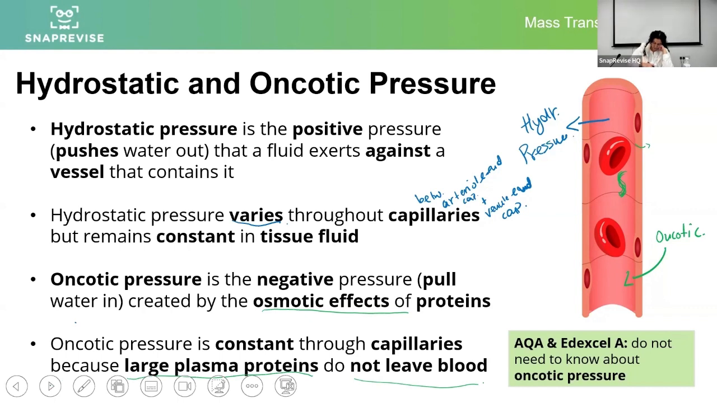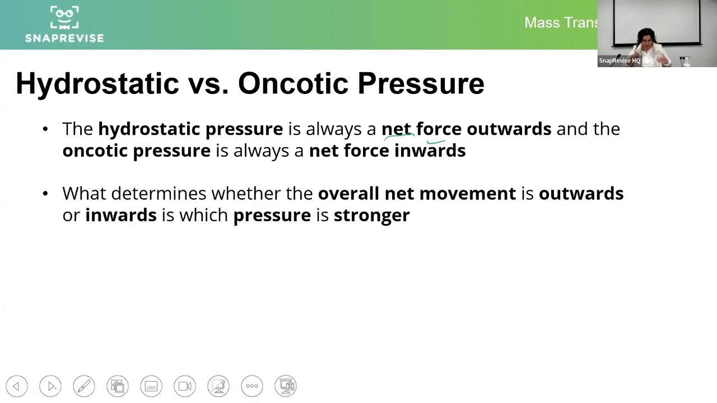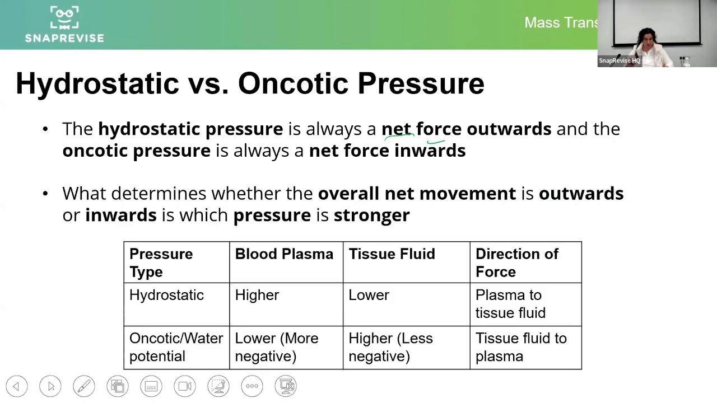So how do these forces work together to create the tissue fluid? Hydrostatic pressure is always a net force outwards, and the oncotic pressure is always a net force inwards. And what determines what the overall movement of fluid is going to be, whether it's going to be outwards or inwards, is basically which pressure is stronger, which pressure takes over.